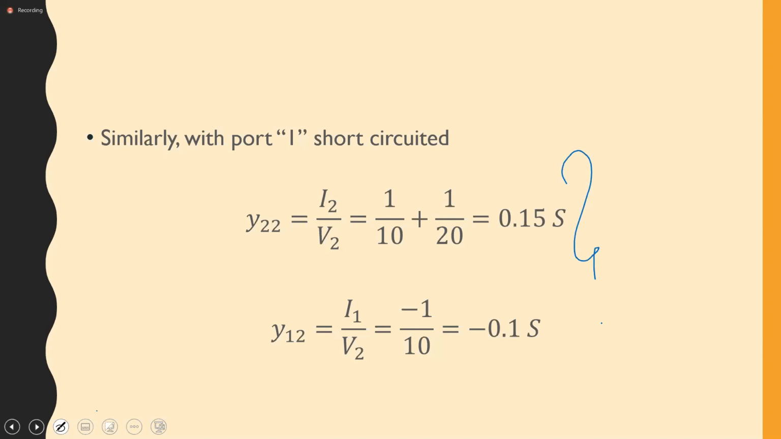All right. So you have Y12, which is minus 0.1, and you have Y22, which is 0.15 Siemens. So what I want to do here is just to put all these parameters together in matrix form.